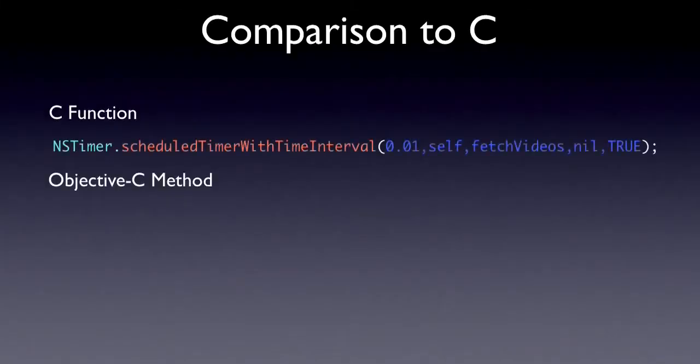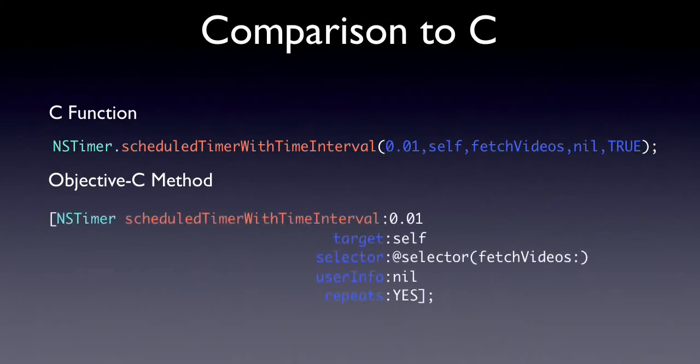Now, Objective-C methods, rather than functions, differ slightly from C functions in the way they're written. Take a look at this. Here's a C function, which we're calling scheduled timer with time interval function of NS timer. It's a long name for a C function, but I got it from Objective-C, which is normal. And then you have all of the arguments at the end.